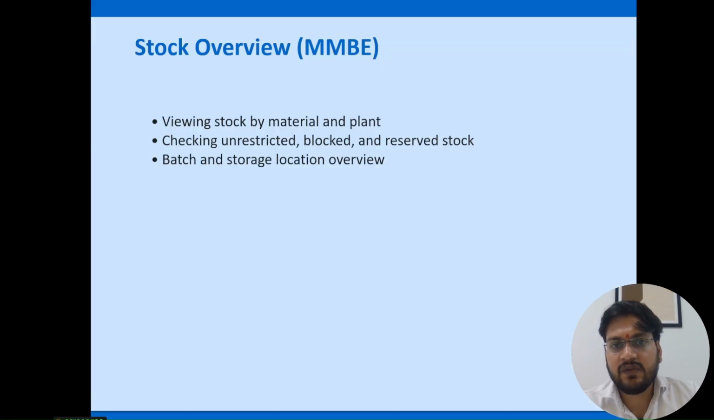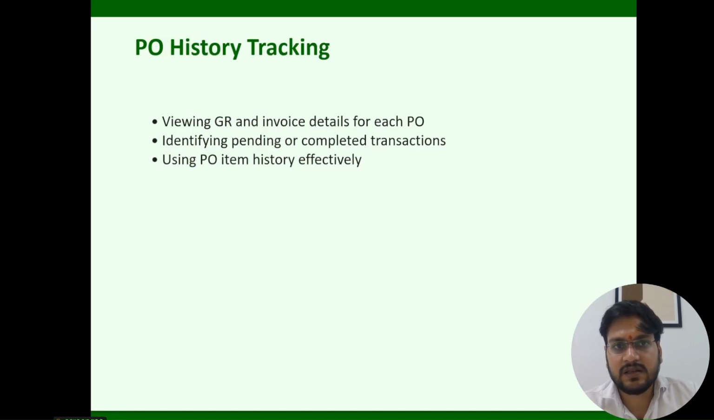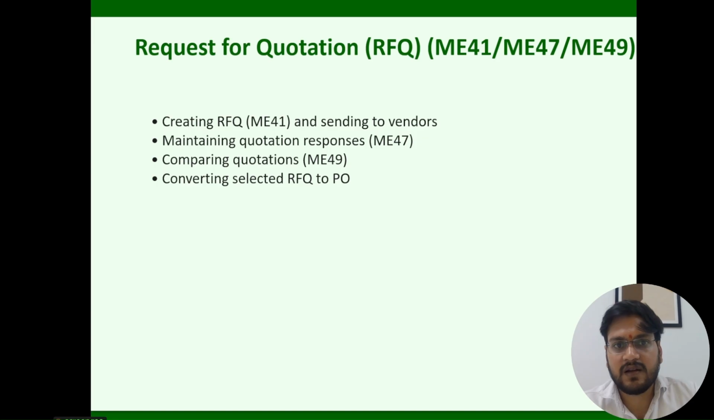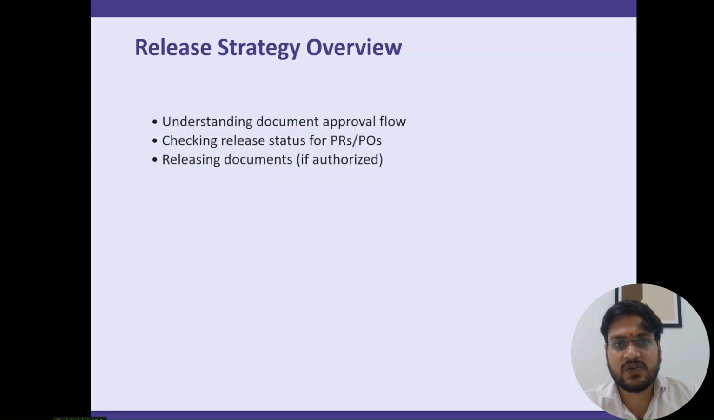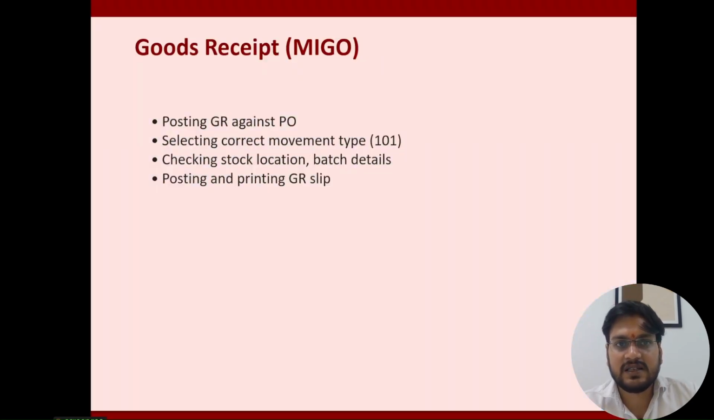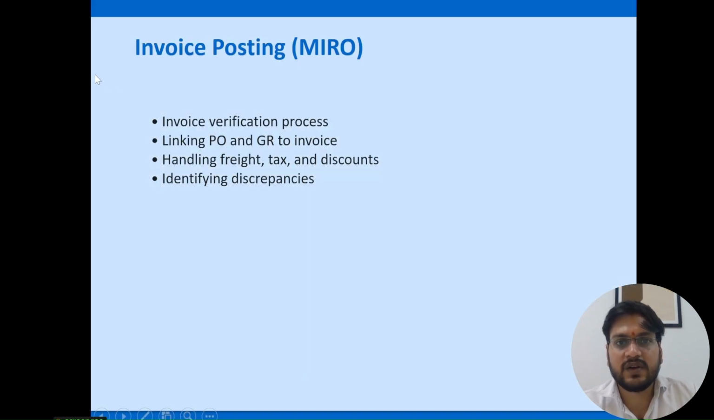Now we will see invoice verification, the last topic of our crash course. Invoice posting we will see, the invoice verification process, like linking PO and GR, that is, linking the PO and goods receipt to the invoice. We say invoice posting or invoice verification is a three-way match or three-way matching.